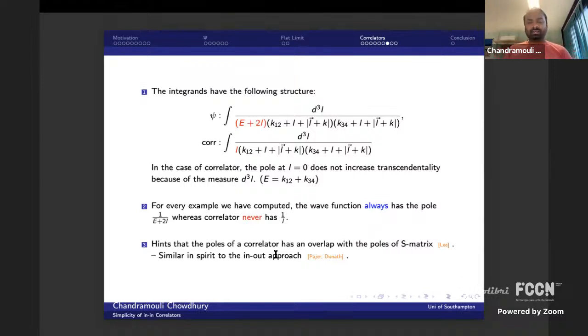Okay, and there was some more recent work by Enrico Pajer and Donath, where they argued that you could obtain an in-in correlator from some in-out correlator. It's called the in-out approach, and this is similar in spirit to that.